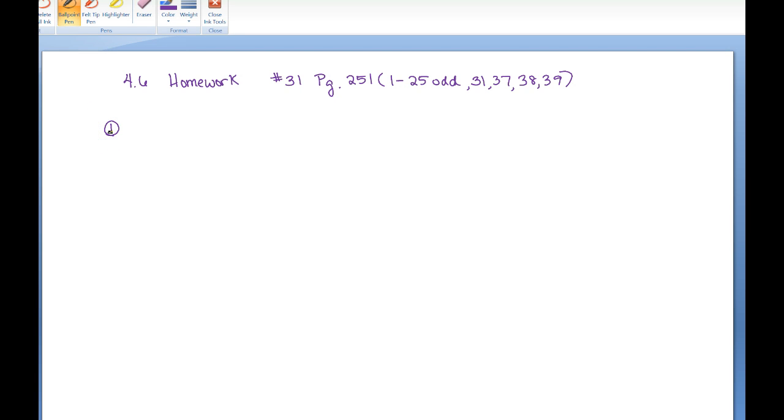Number one, the radius and area of a circle are related by the equation A equals pi r squared. Okay, so we want to write an equation that relates dA/dt to dr/dt. So basically we're not solving for anything, we're just doing implicit differentiation. So we're just doing d/dt of both sides.